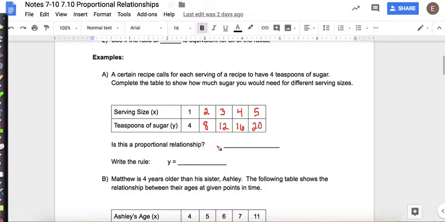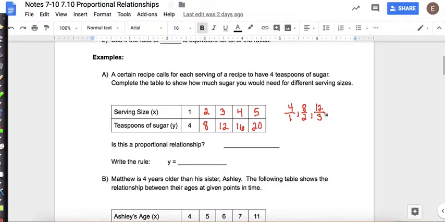Okay, so we have to ask ourselves, is this a proportional relationship? So we can look at the ratio of the y over x. So now, my first one is 4 over 1. Okay, my next one is 8 over 2. Can that be simplified to 4 over 1? It sure can. My next one is 12 over 3. Can that be simplified to 4 over 1?